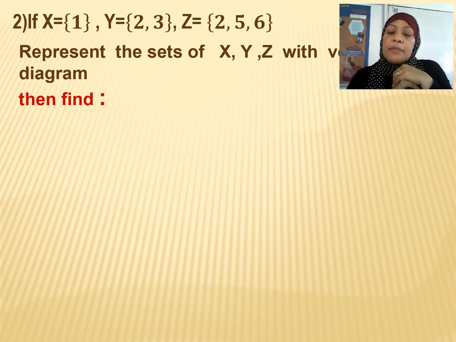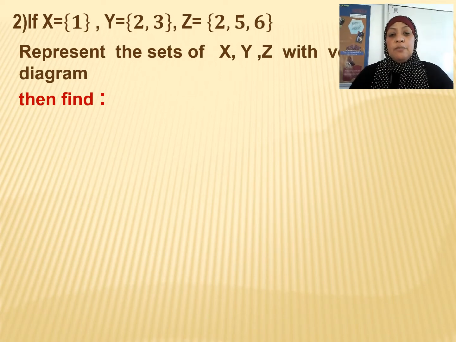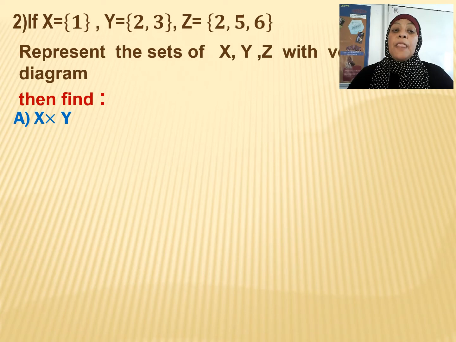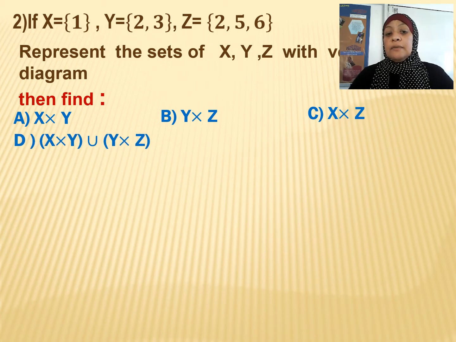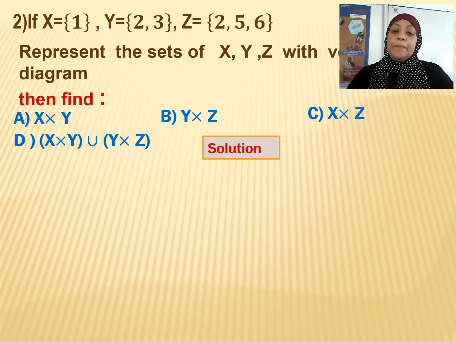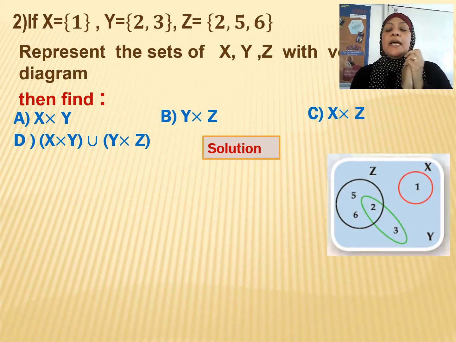Do you remember the Venn diagram? Yes, Venn diagram. I represent the sets with circles. Okay. Then, firstly, I need to represent my sets. After that, I will get X product Y, Y product Z, X product Z, and X product Y union Y product Z. Okay. Firstly, I will represent it like this. Okay, I represent my set X: 1.